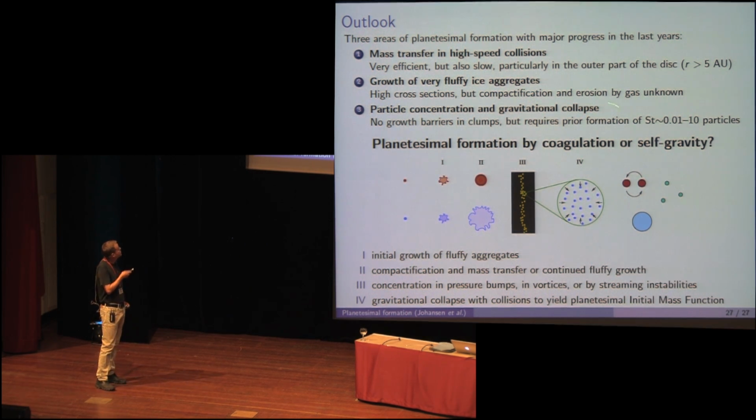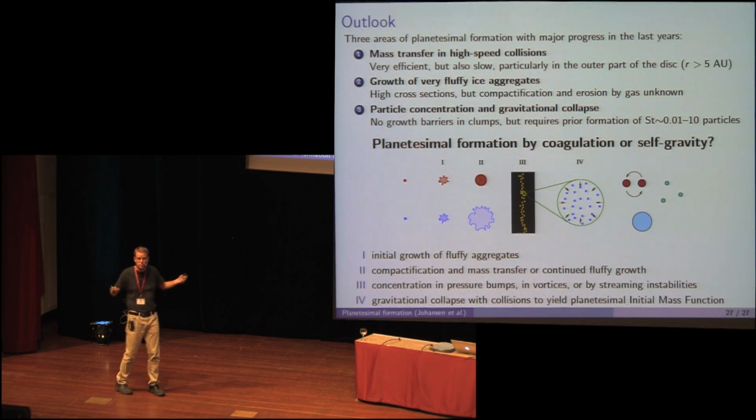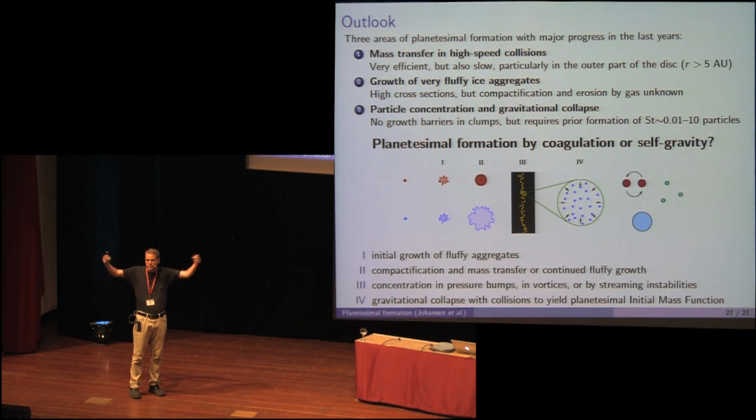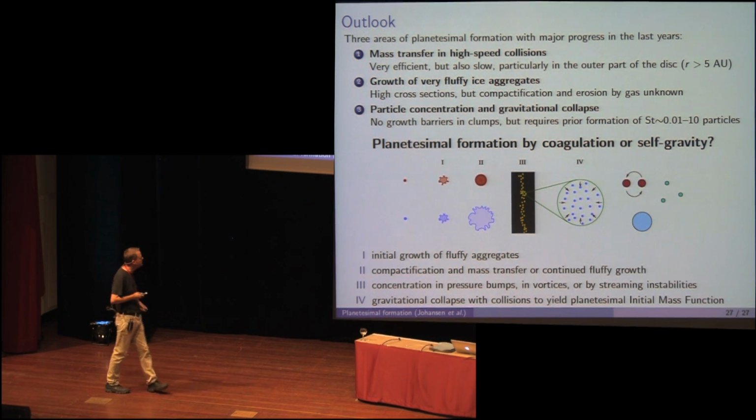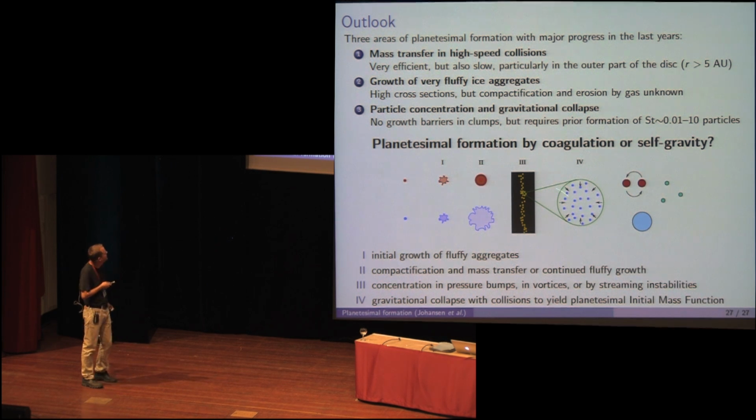Finally, we have the particle concentration and gravitational collapse, which formally I would claim has no growth barriers, because once the particles become gravitationally bound, they have to find each other somehow. So even though there are barriers and so on, the particles have to get around them somehow if they're bound to each other. But it requires the prior formation of Stokes 0.1 to 10 particles.